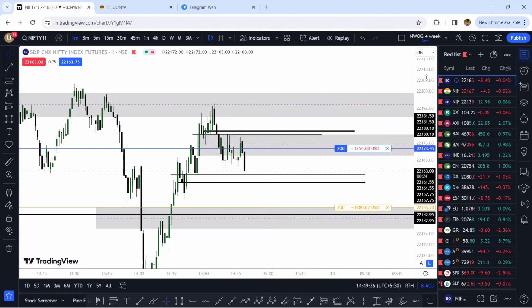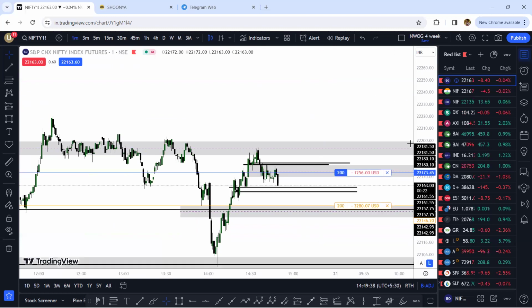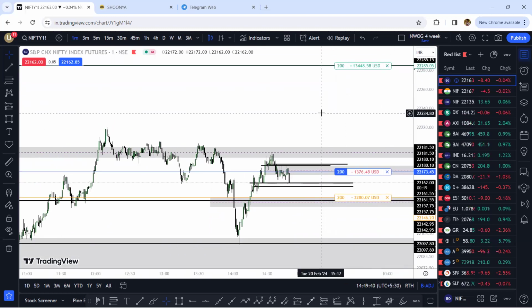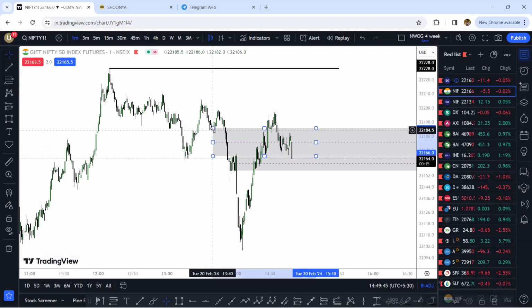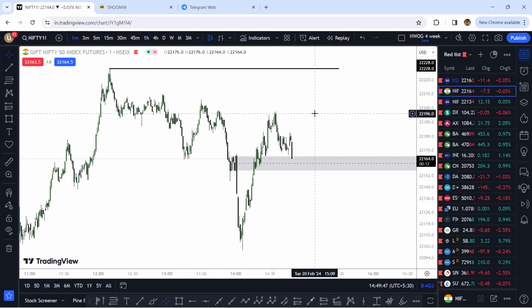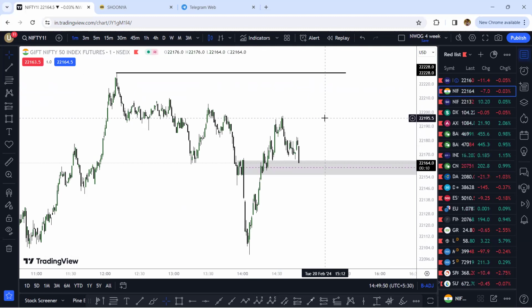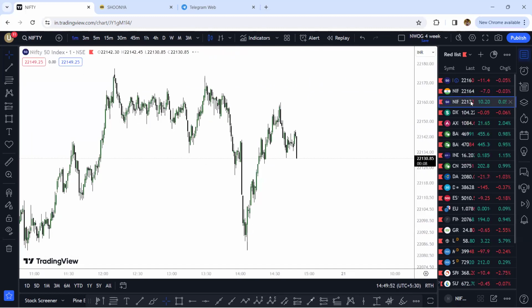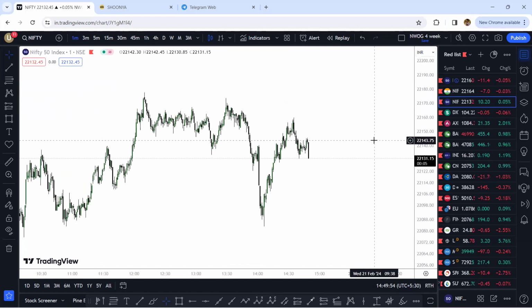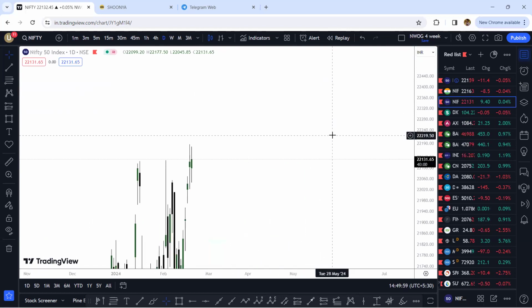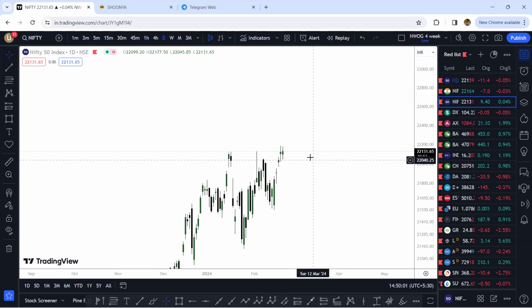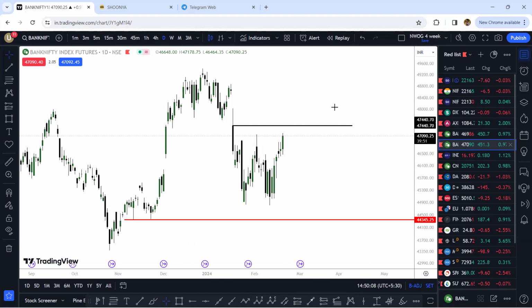Obviously, I don't like this. We're going to give it some space. That's a breaker block right there, a bullish breaker block. This is ready to spike very hard. That's a great feeling that I have. It may not happen today, but very soon.